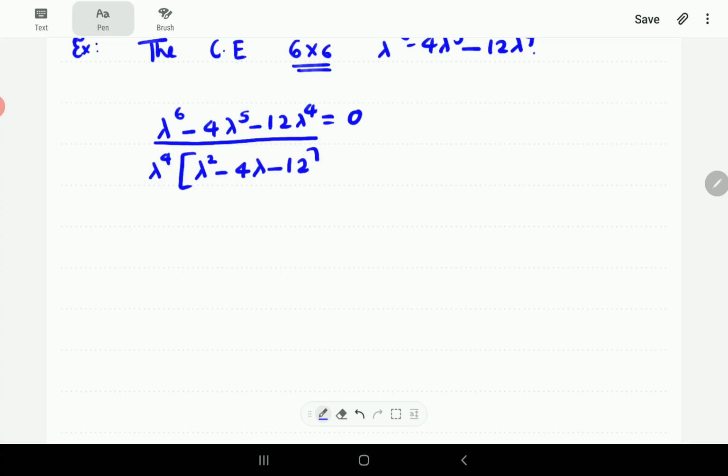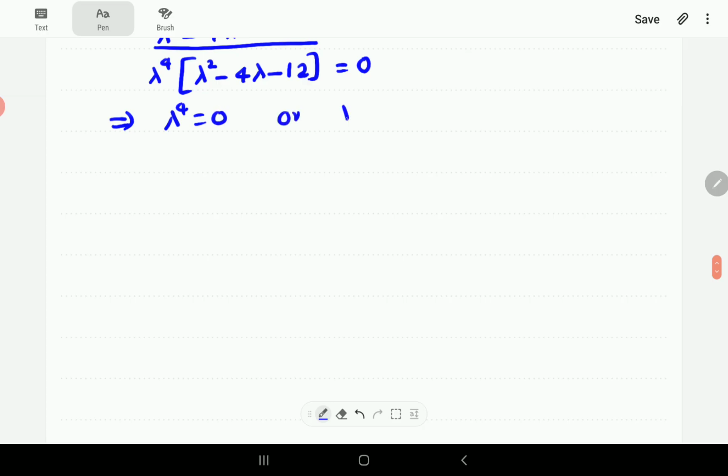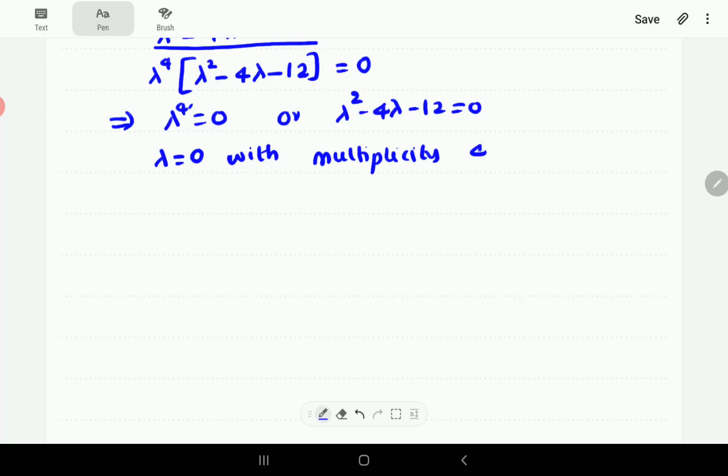So here it is minus 12, it is equal to 0. Here, if you see, this is lambda to the power 4 into this term is equal to 0. This implies either lambda to the power 4 is 0, or lambda square minus 4 lambda minus 12 equal to 0. So this gives you what? Lambda value is 0, repeating 4 times, so it is with multiplicity 4. How many times it is repeating, that will be its multiplicity.